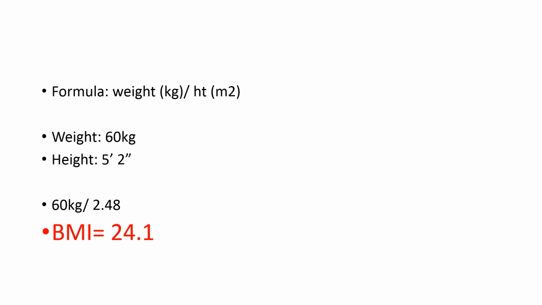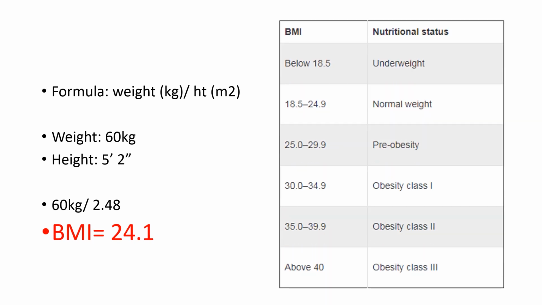Now let's take a look at this table. This will be the interpretation of BMI. If the person's BMI is 24.1, that would mean that the person is within his or her normal weight. If the person's BMI falls below 18.5, that would mean that the person is underweight. And above 25, that would mean that the person is overweight or obese.